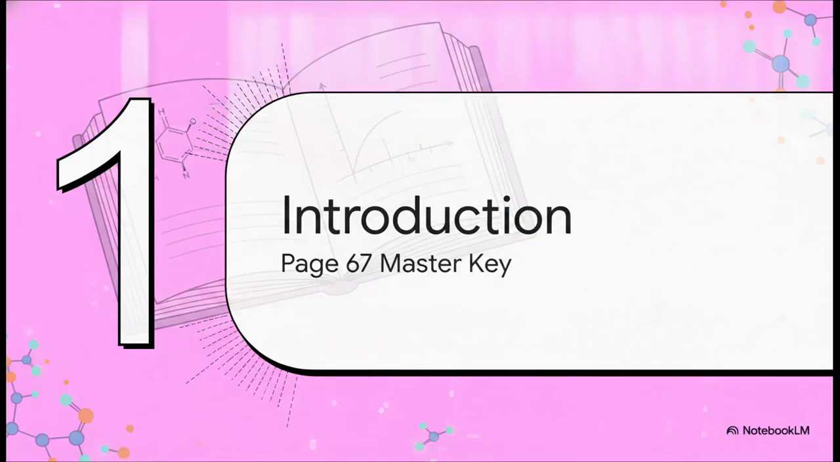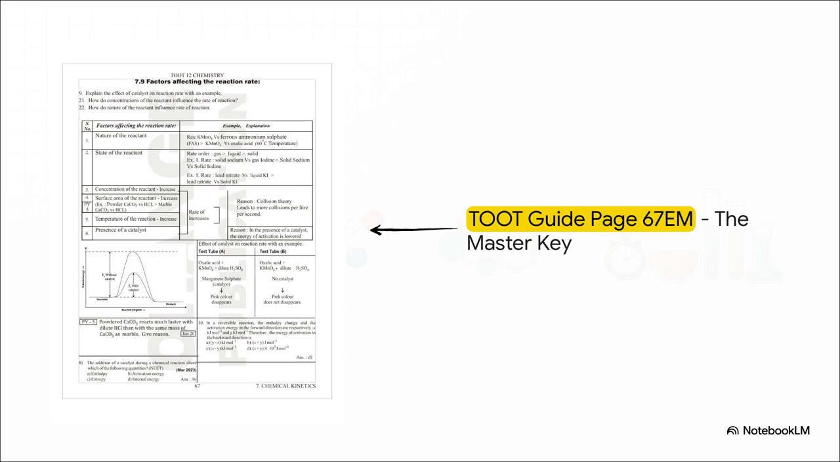Section 1, Unit 7, Introduction. Let's kick things off right now. Grab your Toot study guides, get them ready, because we're doing a methodical, line-by-line breakdown of Section 7.9. Take a look at this full PDF of your Toot guide. Specifically, we are on page 67 EM.